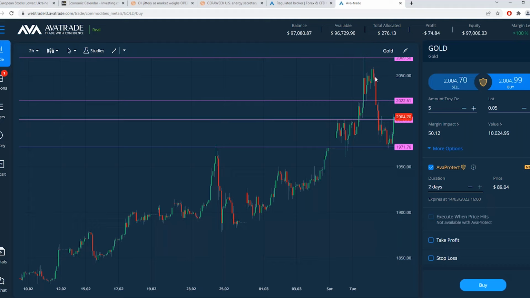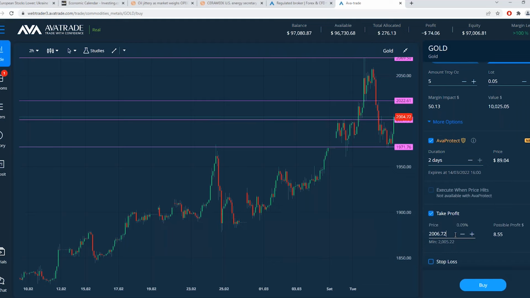So maybe I say, okay, I won't be greedy all the way to 2070, but let's go 2050. Okay, 2050 as a take profit. It's realistic that could happen. There's still a lot of inflation out there. So it's possible more inflation could come, if oil shoots back up, then potentially gold could shoot back up. Stop loss, I don't need it yet. I can come back and put a stop loss when I get near the expiration of my protection.